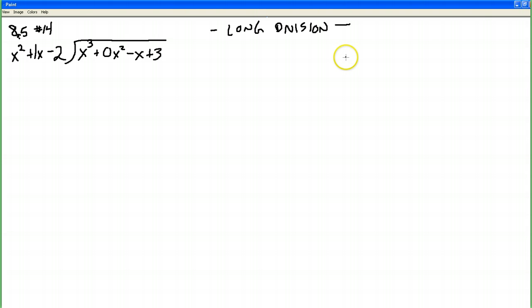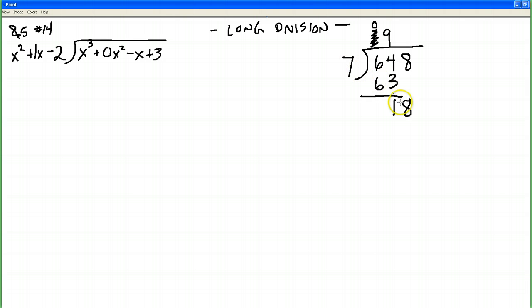So let's say I had 7 divided into 648. Well, 7 goes into 64, it doesn't go into 6, so 0 goes here. But how many times does it go into 64? It goes into it 9 times. And so I do 9 times 7, get my 63.